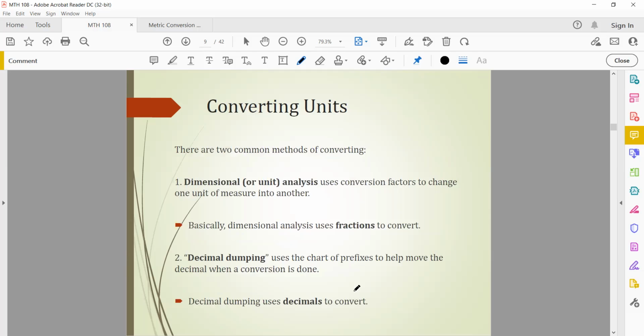So there are two different methods of converting. It's called dimensional analysis or unit analysis, and that's basically where you use fractions to convert. And then there is decimal dumping, which is usually the method that everyone prefers. So we'll look at both of them. Decimal dumping is where, to convert from one unit to another, you basically just move the decimal place over. That's another thing that's brilliant about the metric system, is that all it really involves is multiples of 10. So it just involves moving decimal places over, essentially. So basically one is fractions and one is decimals.